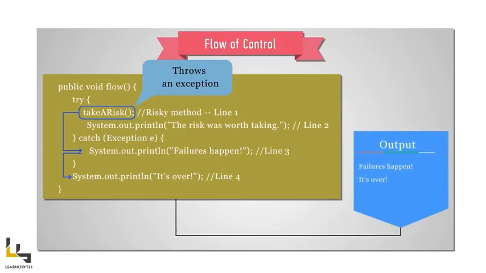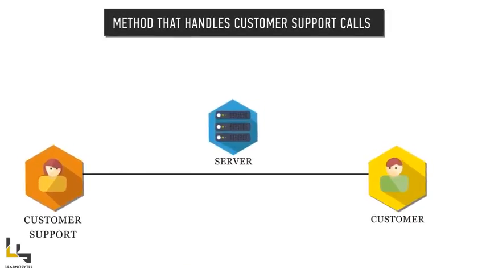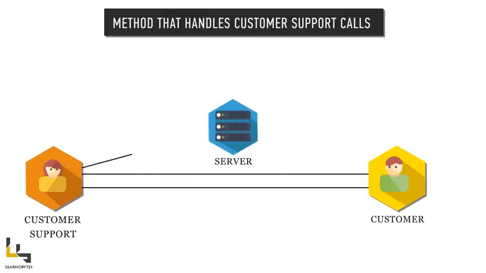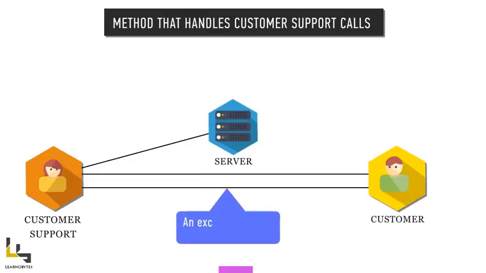Suppose there is a task that needs to be performed irrespective of whether there is an exception or not. For example, we are writing a method that handles customer support calls for our e-learning product. All calls are recorded for reference and monitoring. At the end of the call, the recording should be saved on the server. While resolving a user query, there is a connection issue and the call ends abruptly. An exception will be thrown. In that case also, we want the recording to be saved.